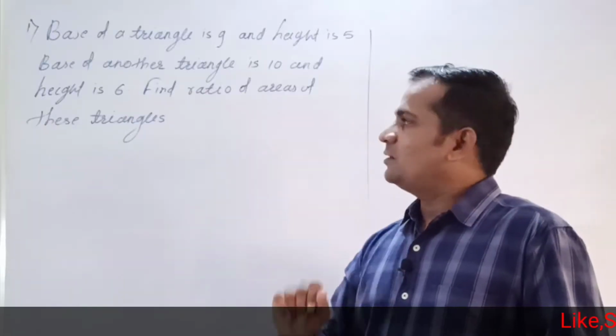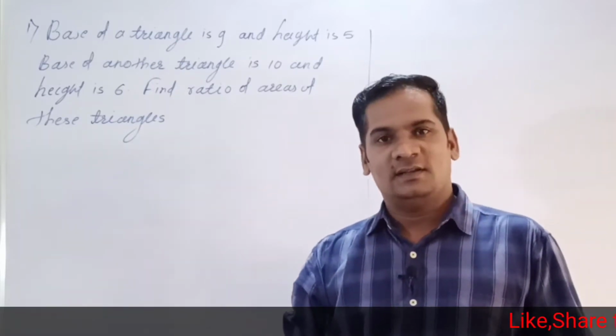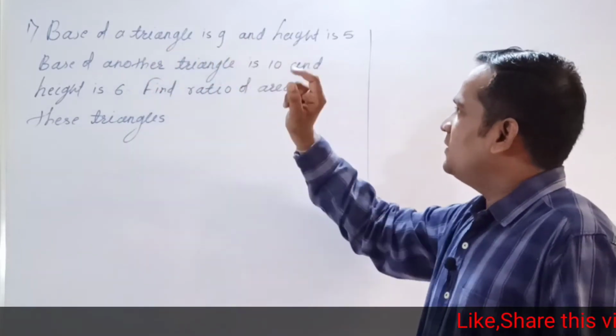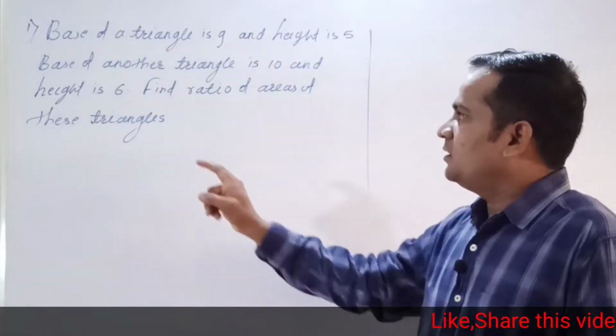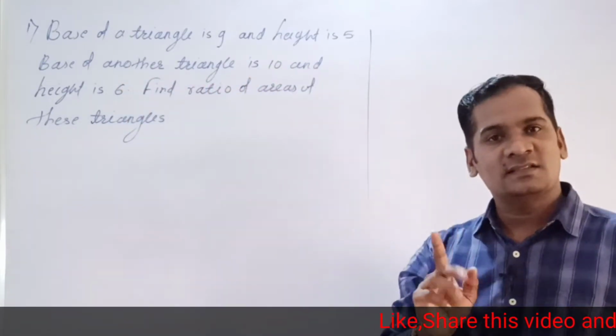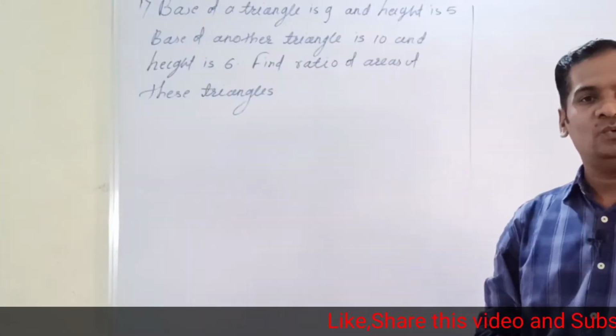This is the first example from practice set number 1.1, in which the base of a triangle is 9 and height is 5. The base of the other triangle is 10 and height is 6. Find the ratio of areas of these two triangles.